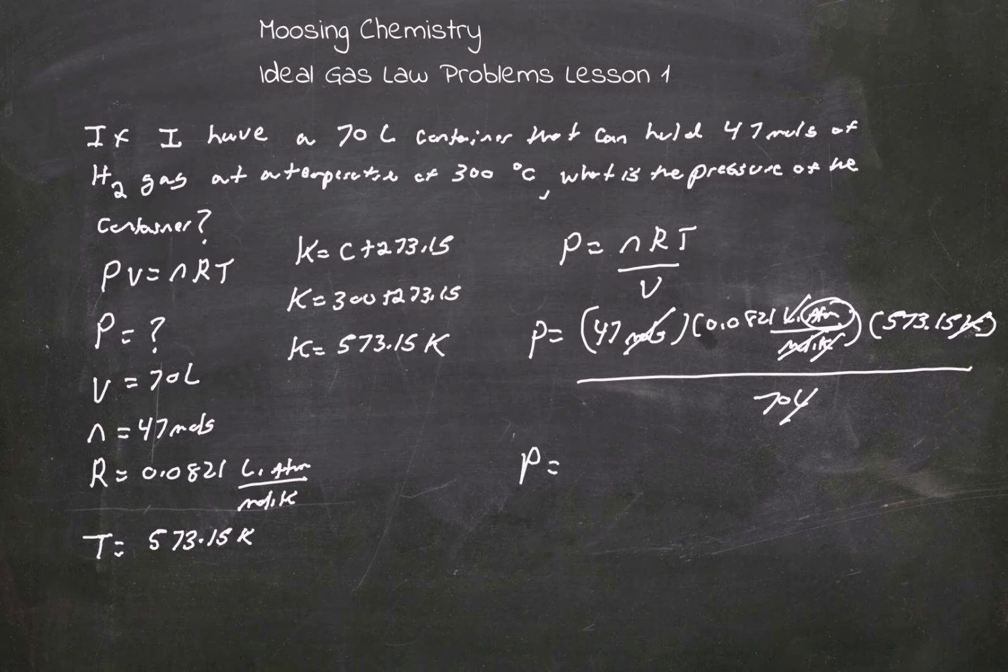So it's just a simple thing of using our calculator. So 47 times 0.0821 times 573.15 divided by 70. So our pressure is going to be exactly 31.59 atmospheres. And that answer makes complete sense.